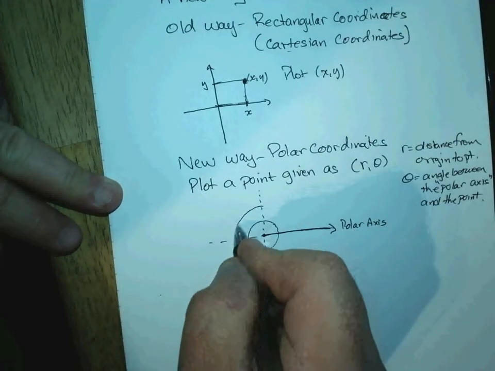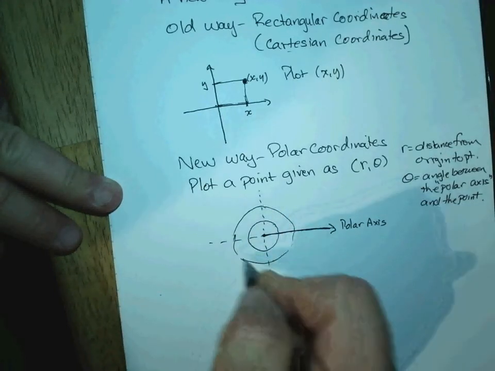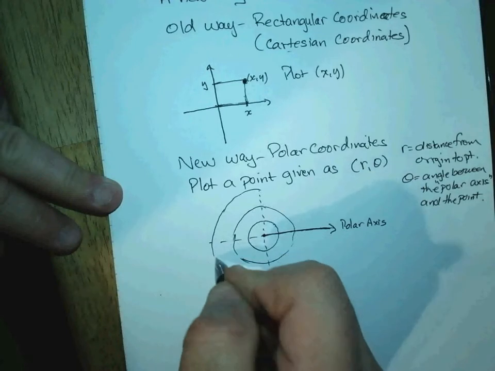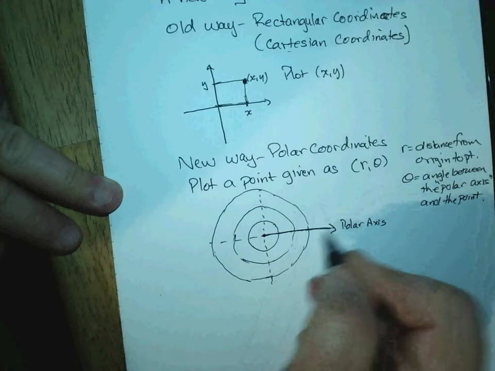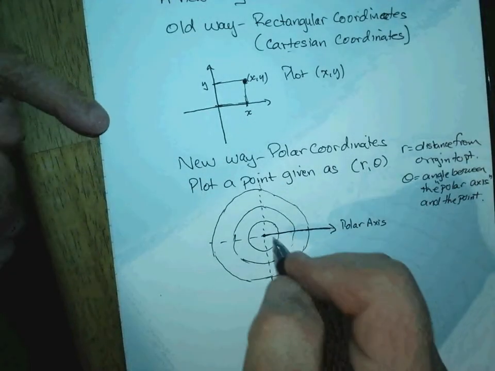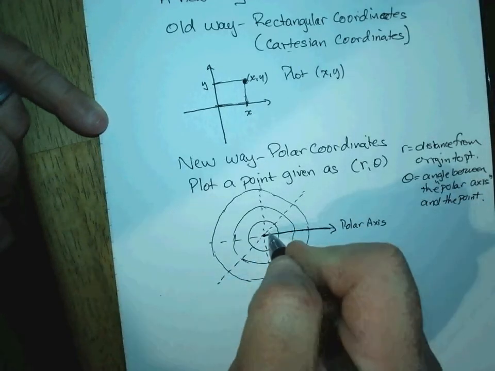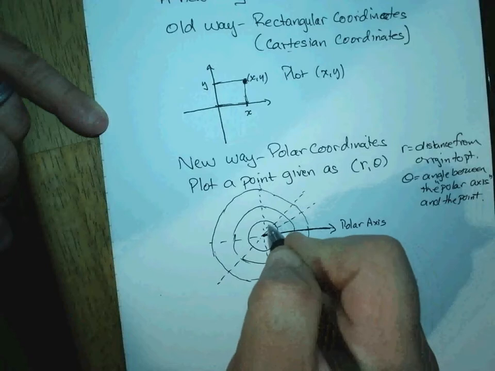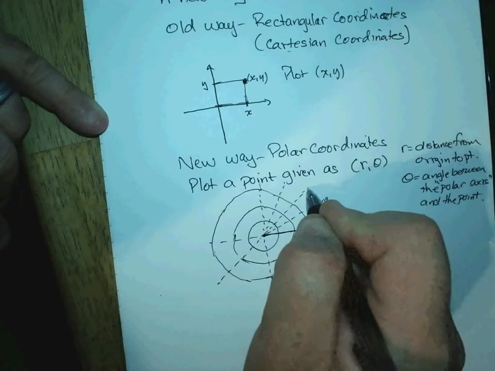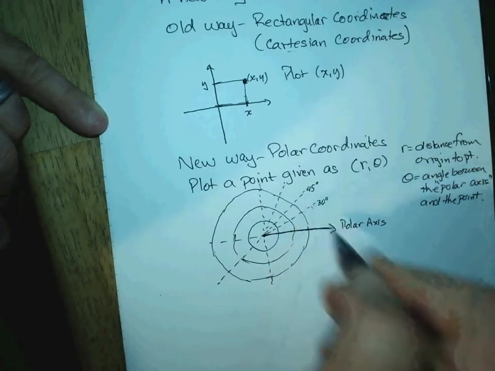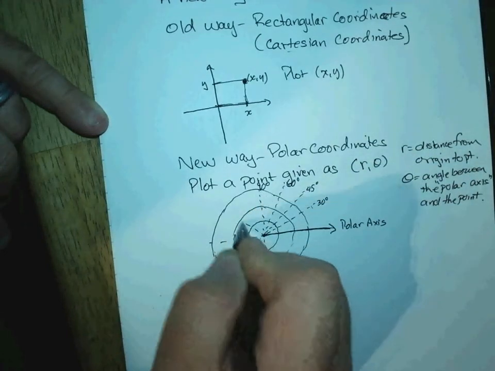Then you may have another circle. That's all the points that are 2 units away. Another circle, illustrating all the points that are 3 units away, and so on and so on and so on. And then you may also have on here these line segments dashing out for various angles being described. This could be the angle that's 30 degrees from the polar axis. This is the angle of 45 degrees from the polar axis. Here's 60 degrees. Here's 90 degrees, and so on and so on.